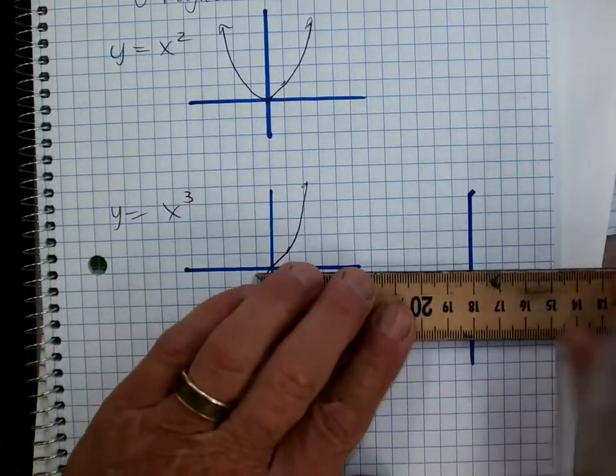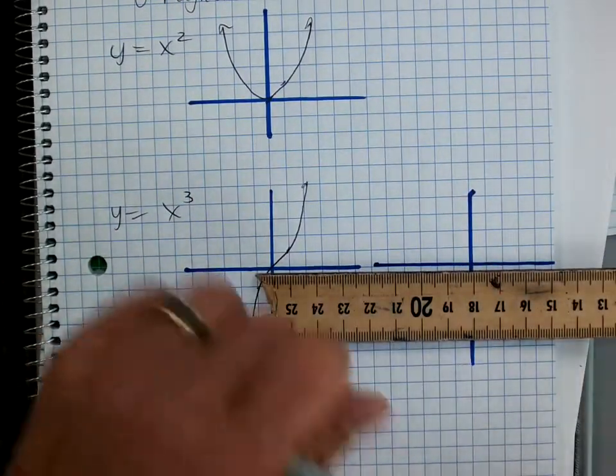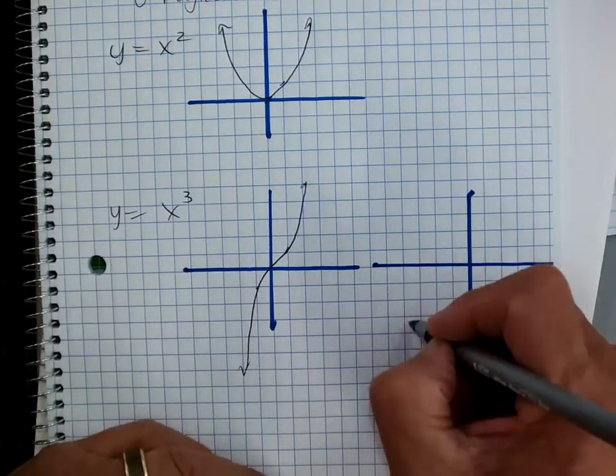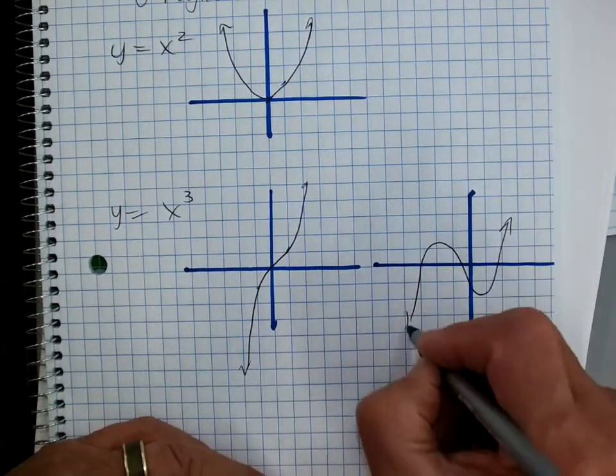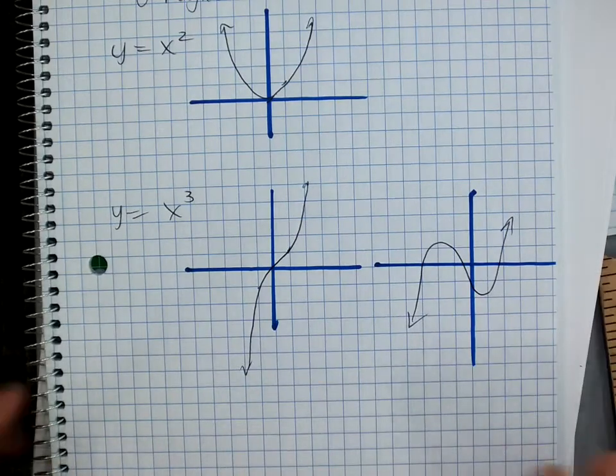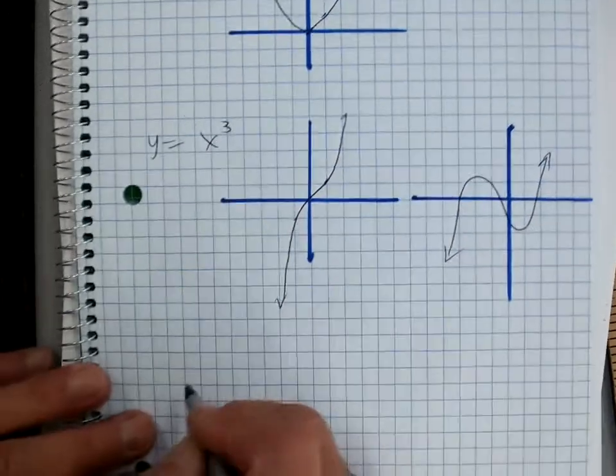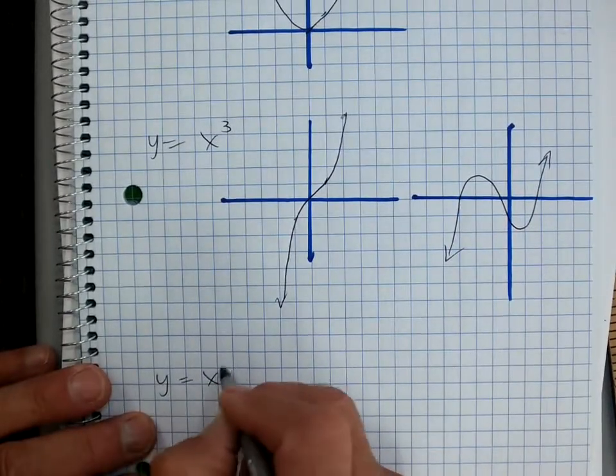It can also look something like this. It can have curves in it. It can also, depending on what it is, look something like this and upside down, and a variety of those, okay? We can also look at y equals x to the fourth.